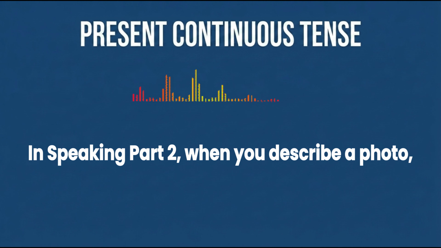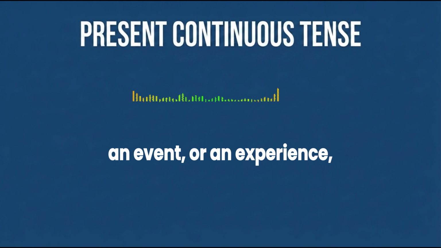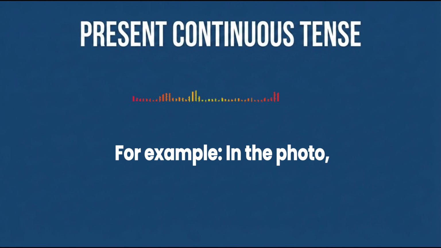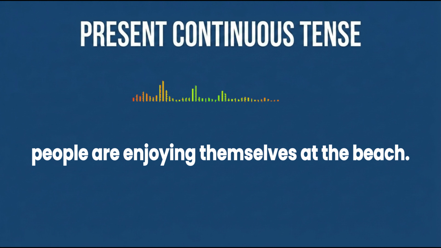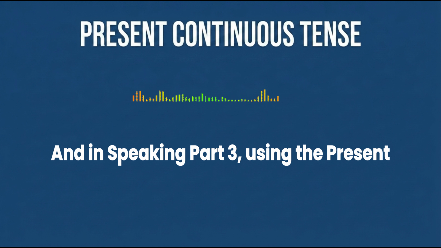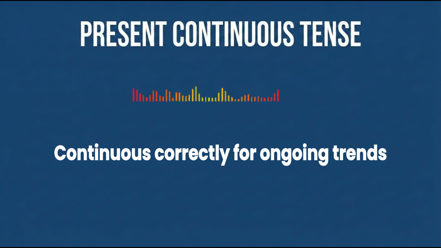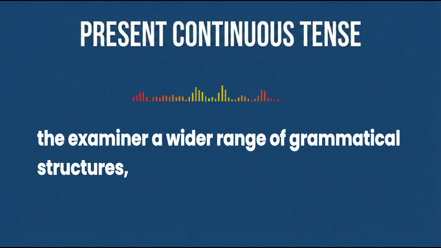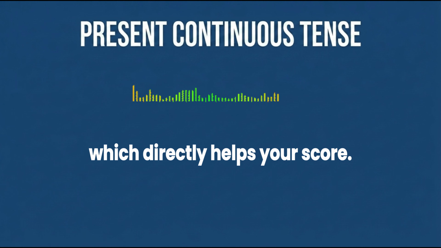In speaking part 2, when you describe a photo, an event, or an experience, the present continuous helps you paint a vivid picture. For example, in the photo, people are enjoying themselves at the beach. And in speaking part 3, using the present continuous correctly for ongoing trends, instead of just relying on the present simple, shows the examiner a wider range of grammatical structures, which directly helps your score.